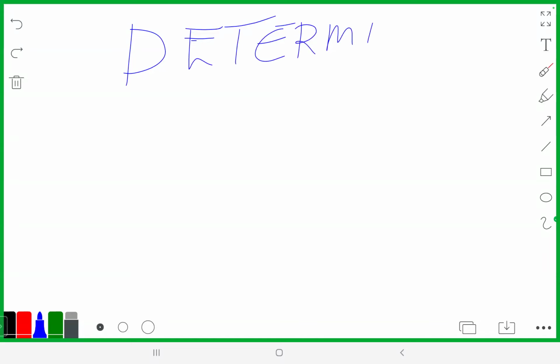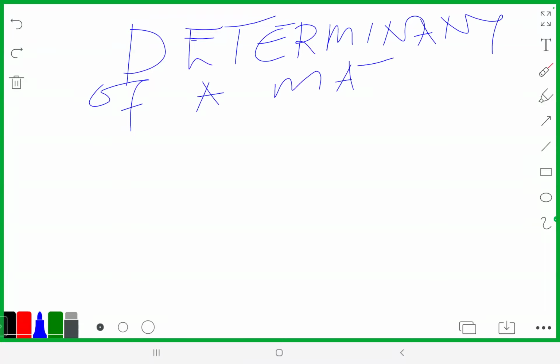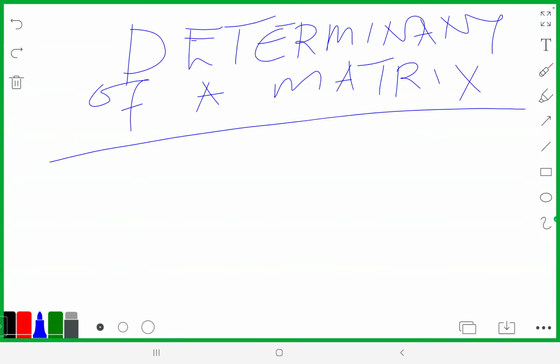So now, how do you define the determinant of a matrix, a 2 by 2 matrix to be specific? How do you find a determinant of a matrix?